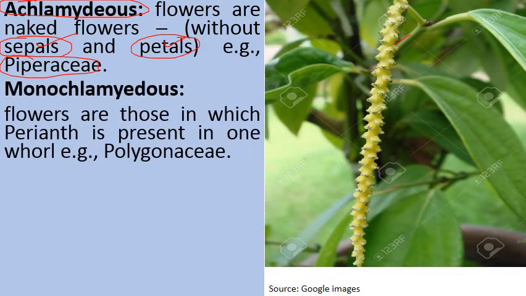Next comes monochlamydous flower. So these monochlamydous flowers are those flowers in which only a single whorl is present, and that whorl is known as perianth. It is present in one whorl, and perianth is a structure. When we are not able to distinguish between petals and sepals, then we use the term perianth, and its single unit is known as tepal. And this type of flower is present in the members of family Polygonaceae.